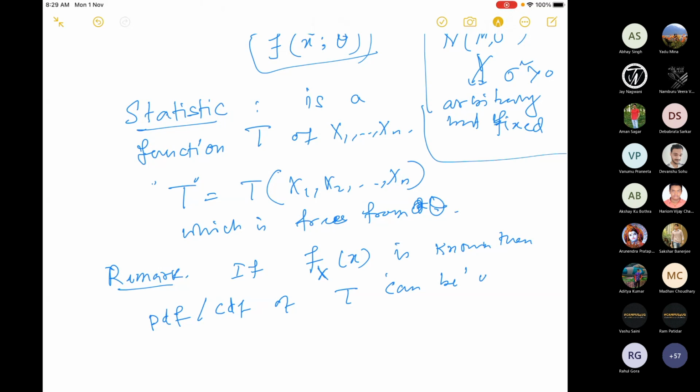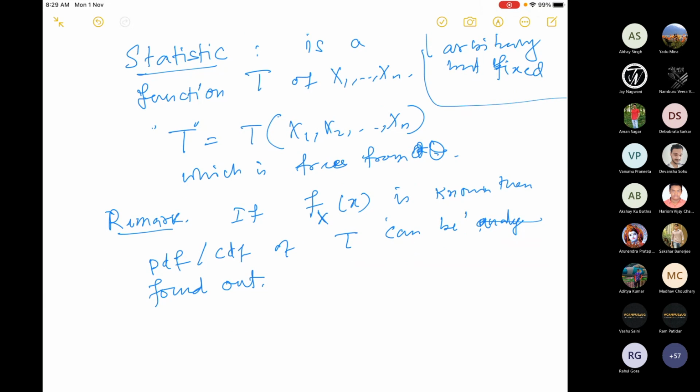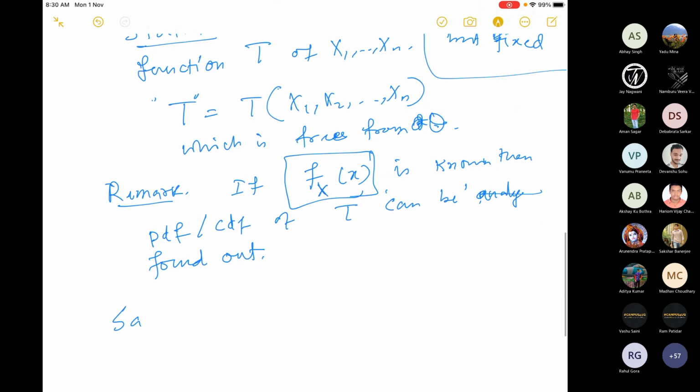Can be analyzed, can be found out, but we do not know this. And this PDF of t, I am now defining a new term, which is called the sampling distribution. What is the sampling distribution? The distribution of this t, the function t, is called the sampling distribution.